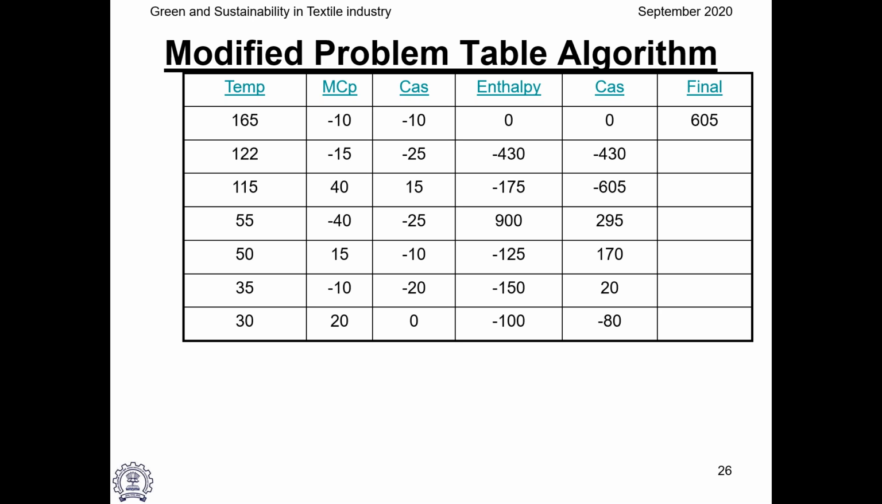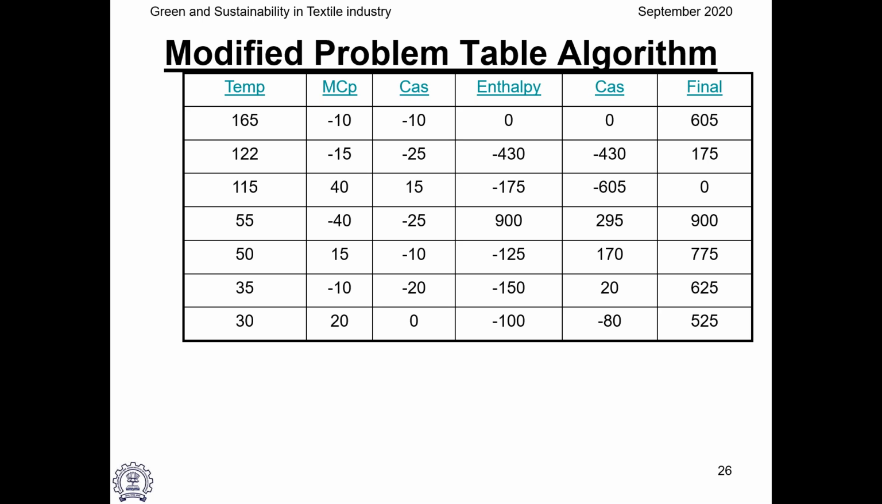Then 605 plus minus 430 will become 175. Then 605 plus minus 605 will become 0, and the next number will be 90, and we continue, and finally you will get 525. Okay, now this is what we have done. We have essentially solved the problem. We have the results in front of us and we have to interpret them.